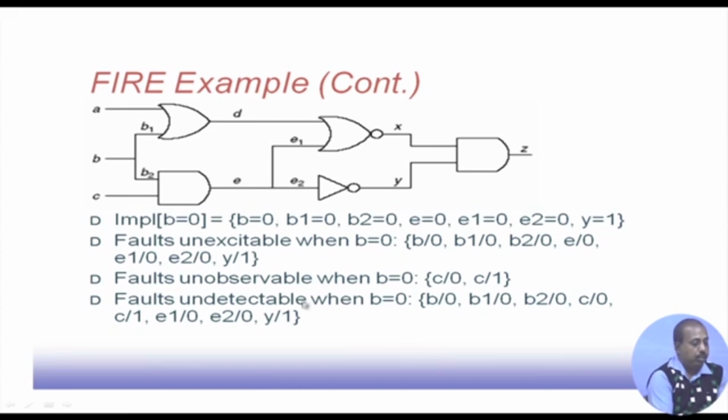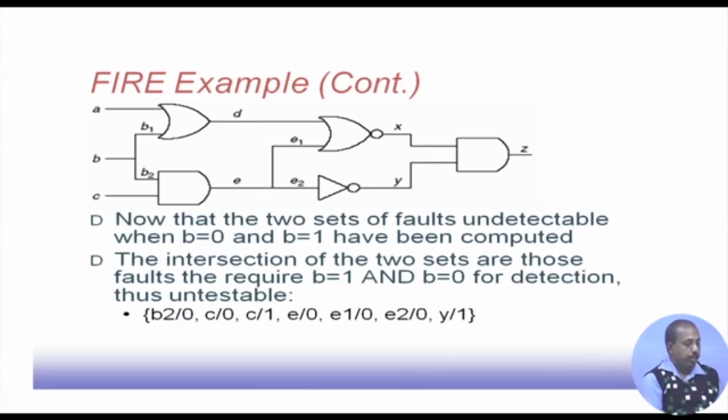Now, we have got the set of faults which are undetectable with B equal to 1 and B equal to 0. If we take the intersection of these two sets, we get B2 stuck at 0, C stuck at 0, C stuck at 1, E stuck at 0, E1 stuck at 0, E2 stuck at 0 and Y stuck at 1. These are the faults which are common in both the sets, B equal to 1 and B equal to 0. So, these faults are actually untestable faults for this circuit.